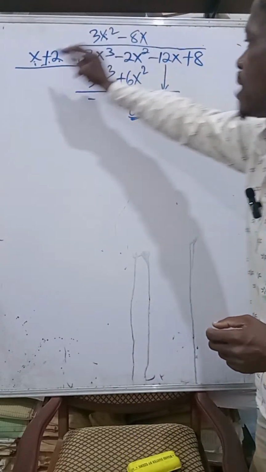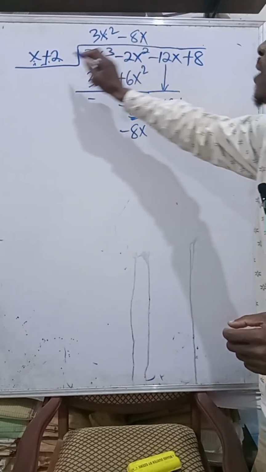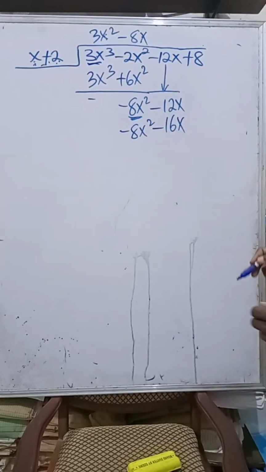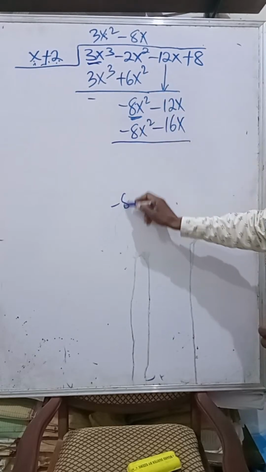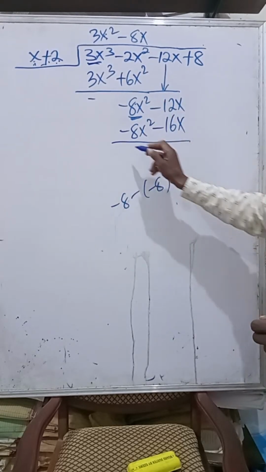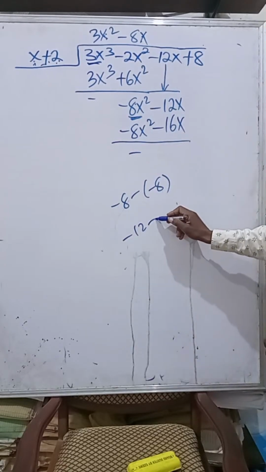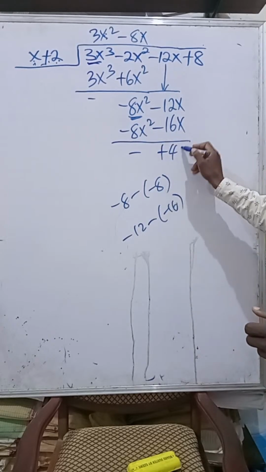8x, minus 8x times x, that's a minus 8x squared. Minus 8x times plus 2, minus 16x. Then you do your subtraction again. This one, minus 8, minus 8. That becomes 0. Then we have minus 12, minus 16. That's a plus 4x.